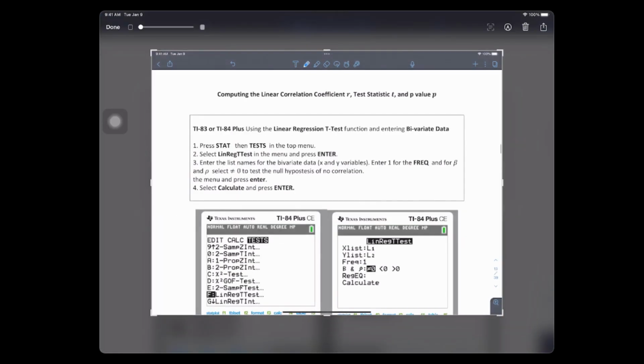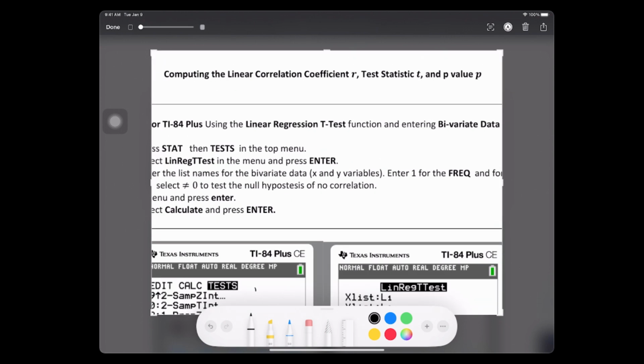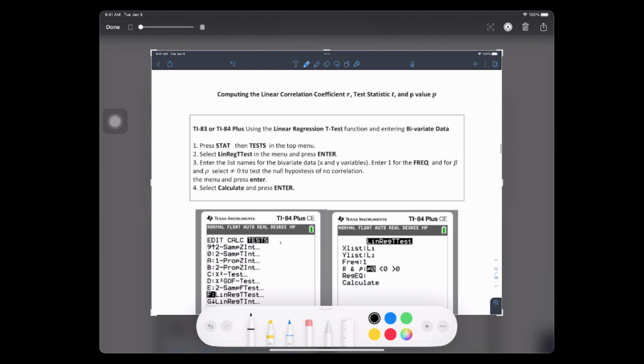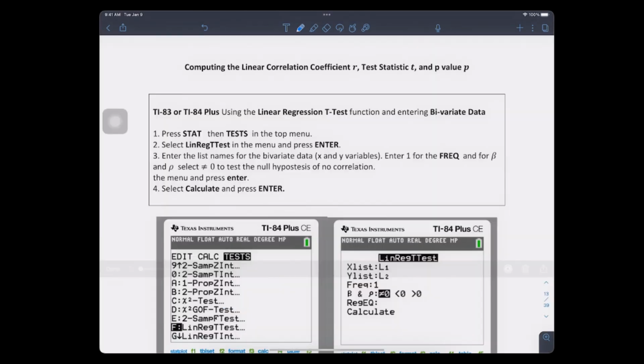Now what do I do? Oops. I don't know what I did. Somebody did a screenshot. I don't know what I did. Okay.